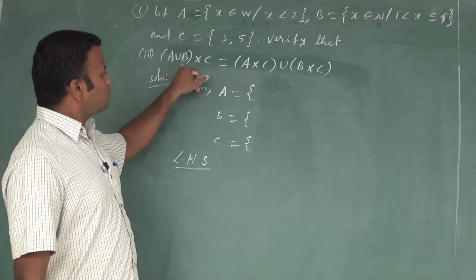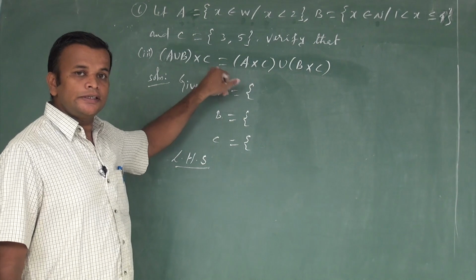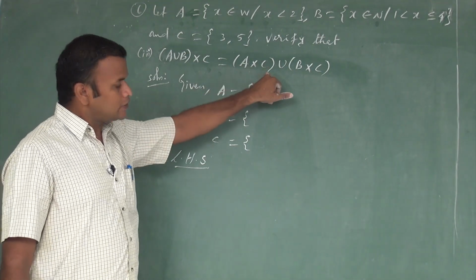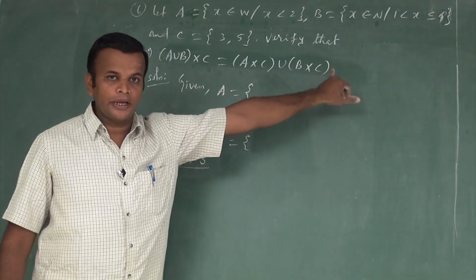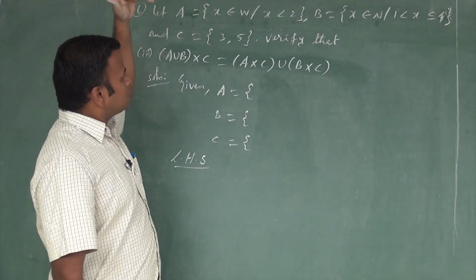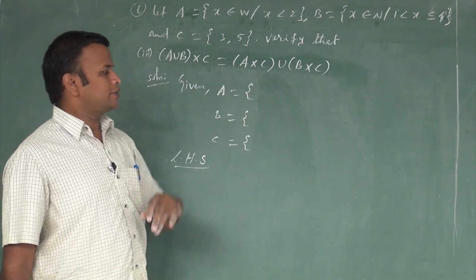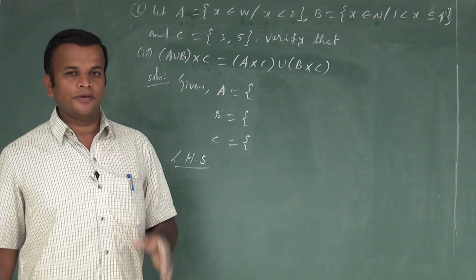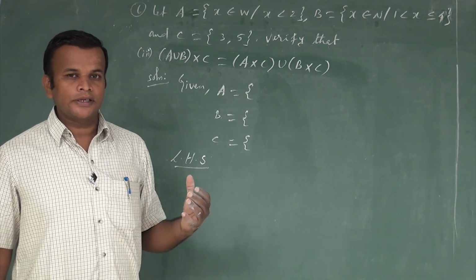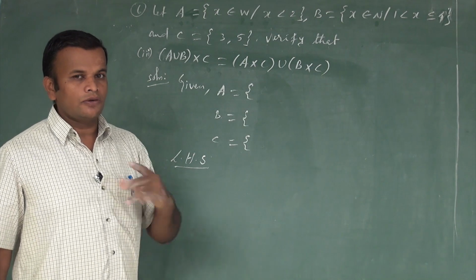The same question, but we verify a different one. Is A union B cross C equal to A cross C union B cross C? The sets A, B and C are the same, but it is another type of Cartesian product. What is the first step? To convert the sets into roster form. Now you tell the answer.